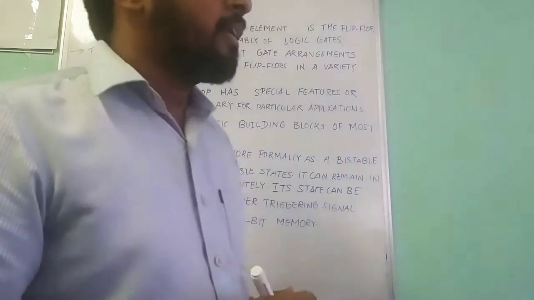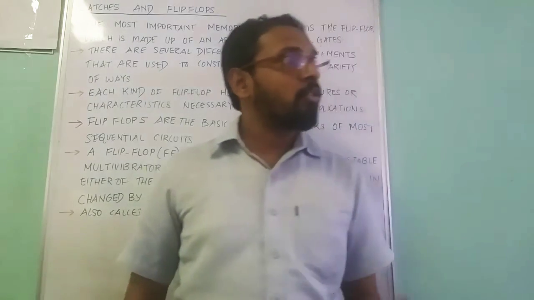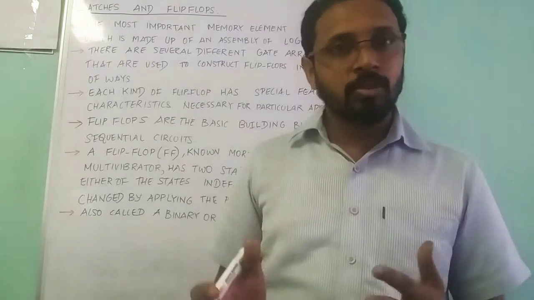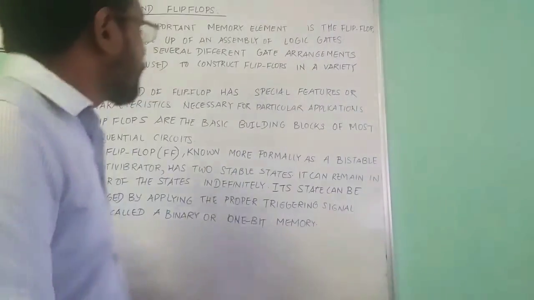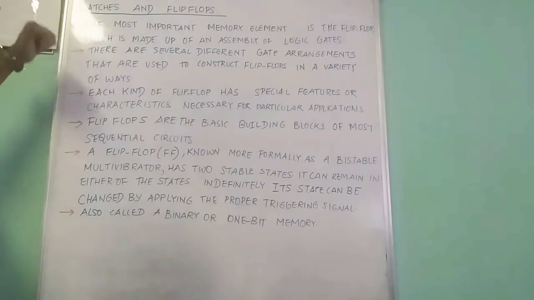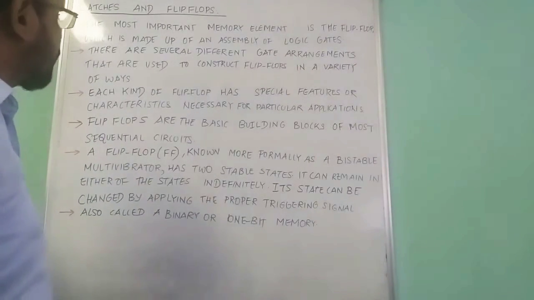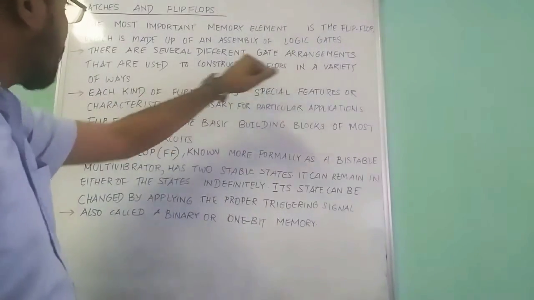And as they are the basic building blocks, what is a flip-flop? It is a group of logic gates. We have studied the concept of logic gates. So a flip-flop is a group of logic gates. Let's go to points directly. The most important memory element is the flip-flop, which is made up of an assembly of logic gates. There are several different gate arrangements that are used to construct flip-flops in a variety of ways.